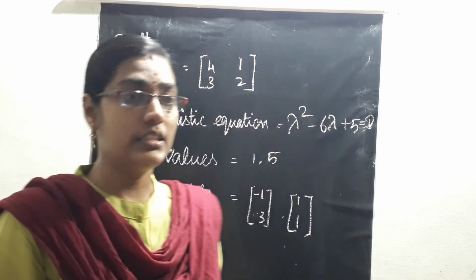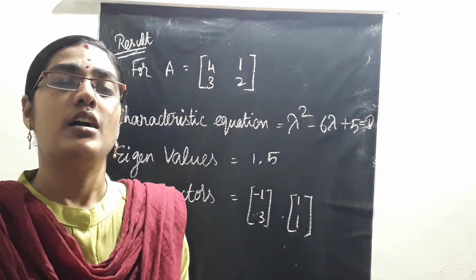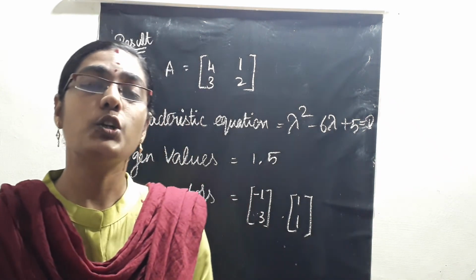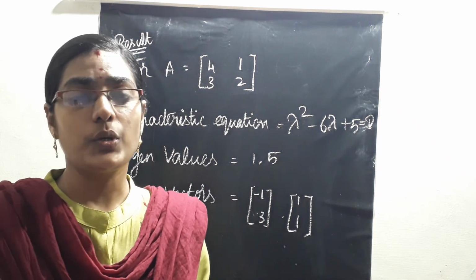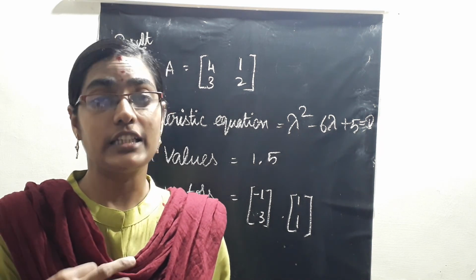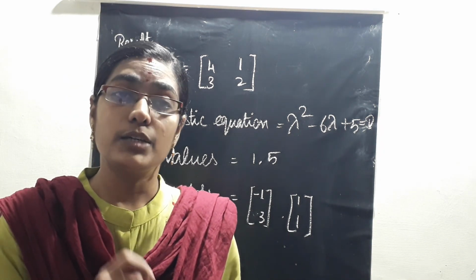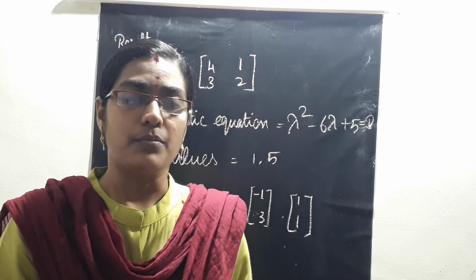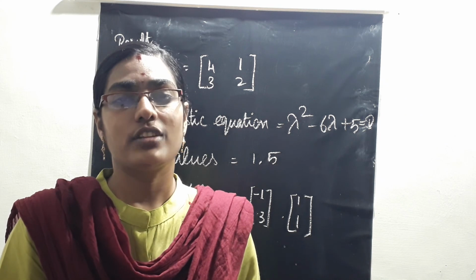So in this video we have learnt about how to find the eigenvector and eigenvalues for a 2 by 2 matrix. The next video I will tell you how to find the eigenvalue and eigenvector for a 3 by 3 matrix. That 3 by 3 matrix is very important. That will definitely come for 8 mark question. So we'll see you on the next video.